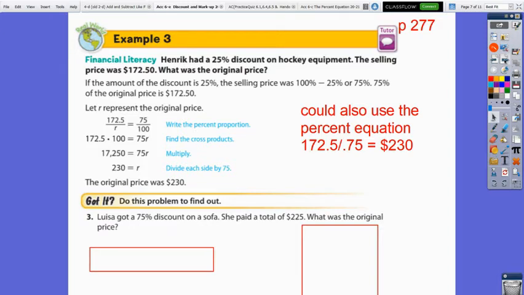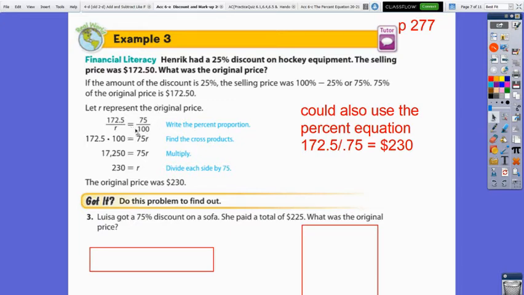Okay, well, if the discount was 25%, then this price that he's paying, 172.50, is 75% of the original price. So in this type of problem, you really have to find the remaining percent after the discount, 100 minus 25%. So 172.50 is 75% of the original price, which means this is a finding-the-whole type of problem. So you can do the percent proportion. 172.50 over the original price is 75 over 100.